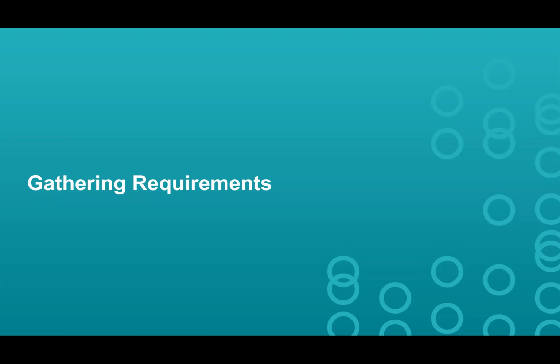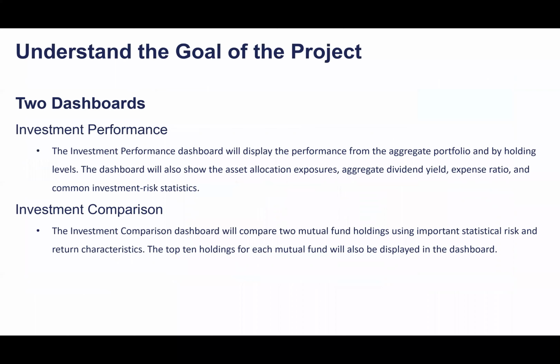Alrighty, so first let's talk about the requirements for the dashboards. So there are two dashboards, the investment performance and the investment comparison dashboard. The investment performance dashboard, what we wanted to do is display the performance from the aggregate portfolio and by the holding levels. This dashboard will also show the asset allocation exposures, aggregate dividend yield, expense ratio, and common investment risk statistics. The investment comparison dashboard is going to compare two mutual fund holdings using important statistical risk and return characteristics, right?